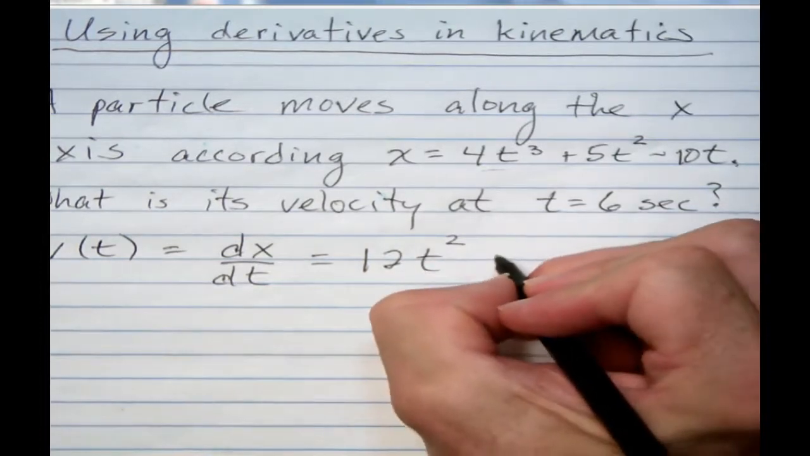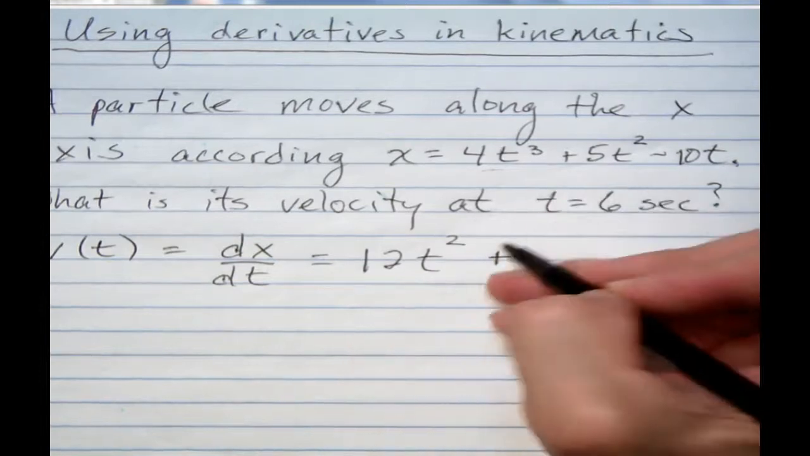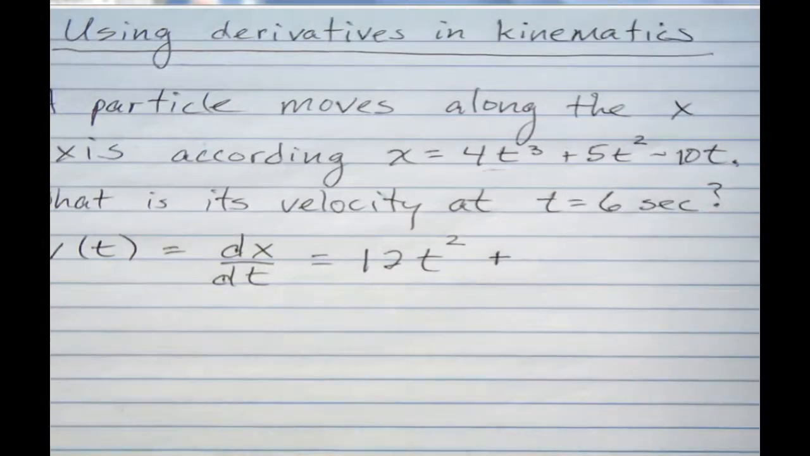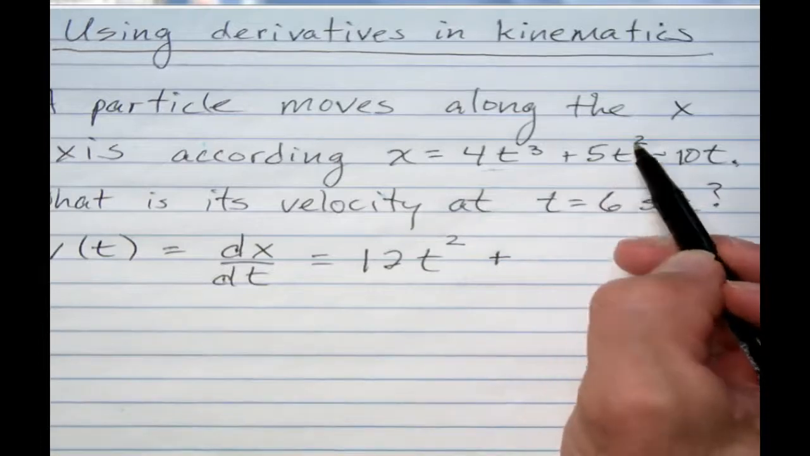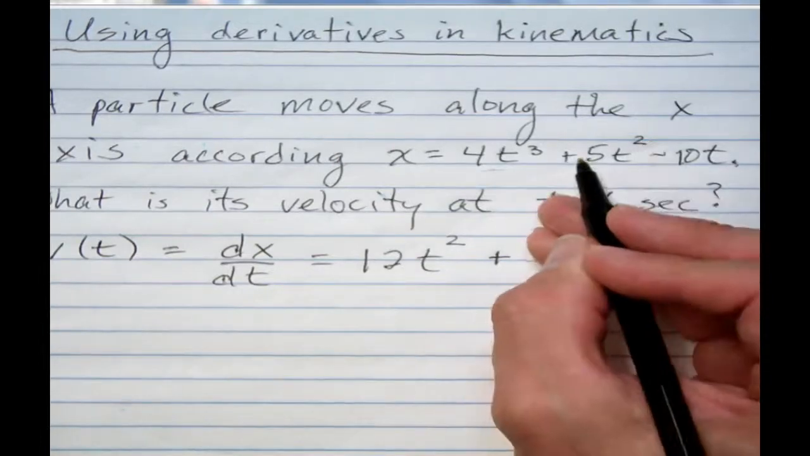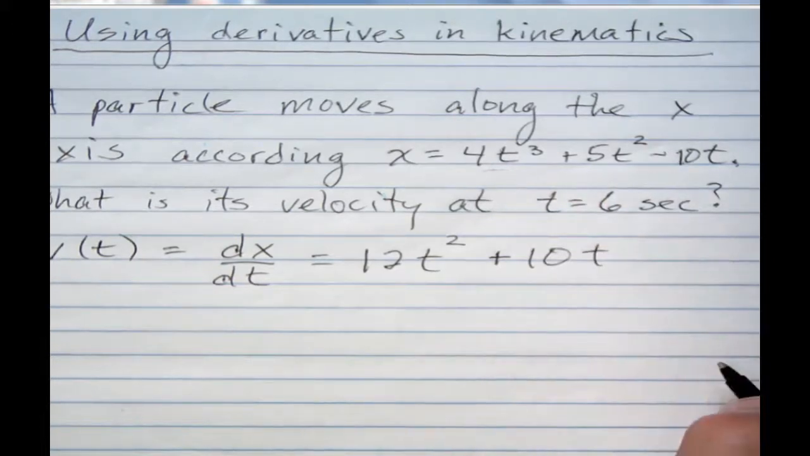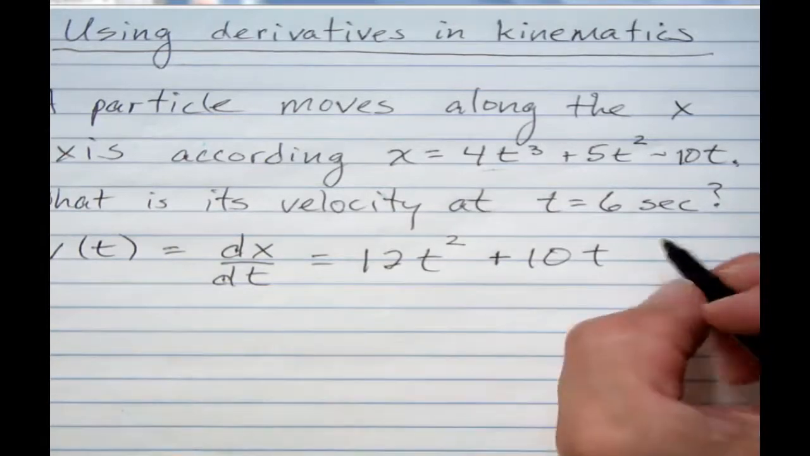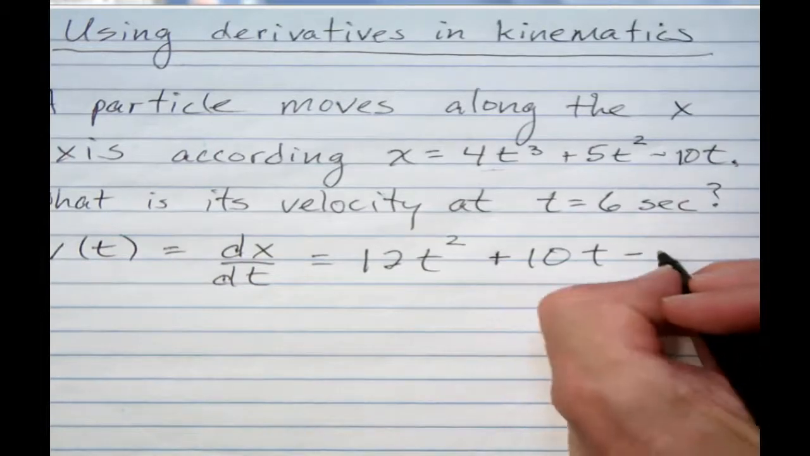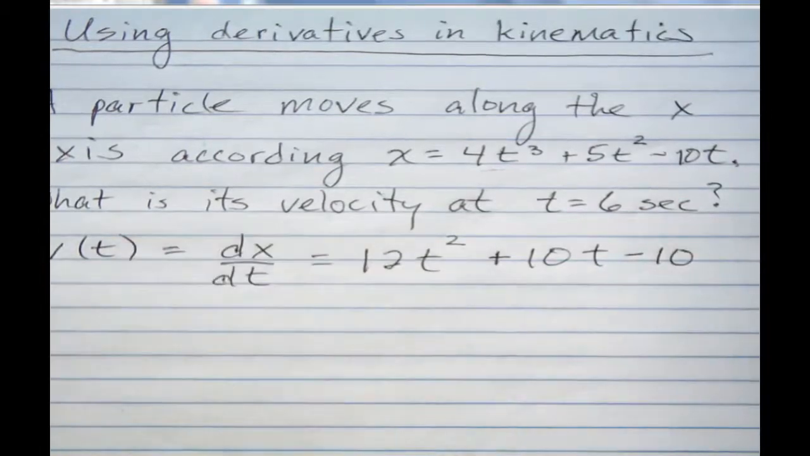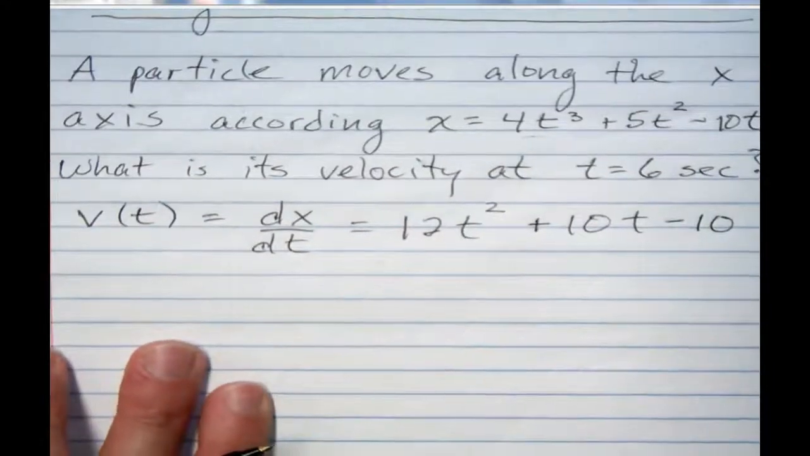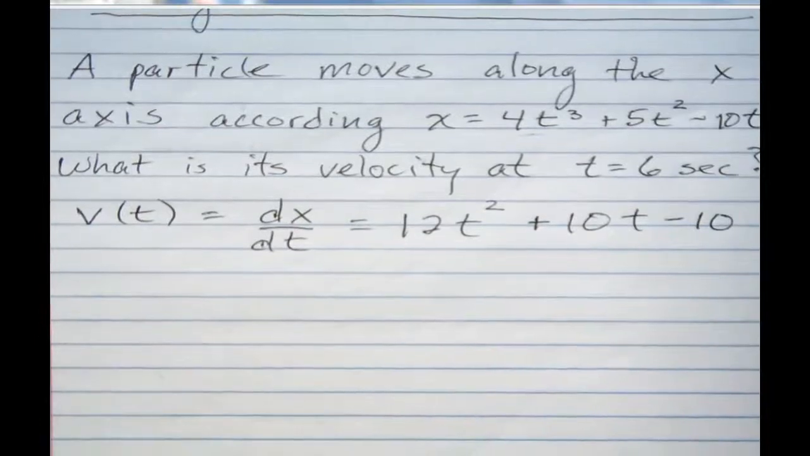And then the derivative of the next term, again, we're just going to put the plus operation exactly where it was in the position function. The derivative of 5t squared is 2 times 5t to the first, or 10t. And then the derivative of the minus 10t is just minus 10, and then t to the 0 we don't need to write because that's equivalent to 1. So that right there is our velocity function, 12t squared plus 10t minus 10.